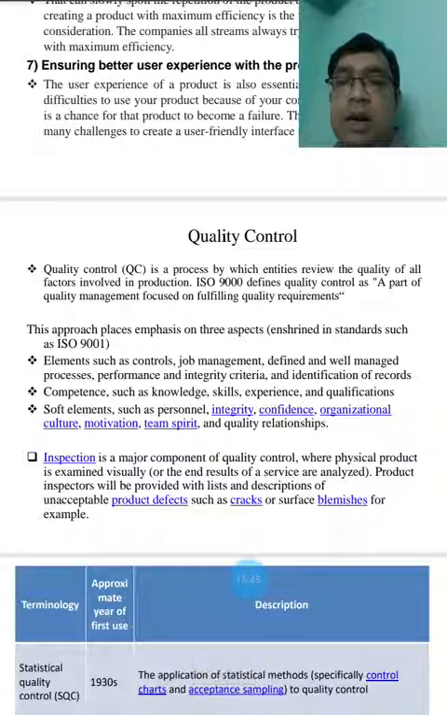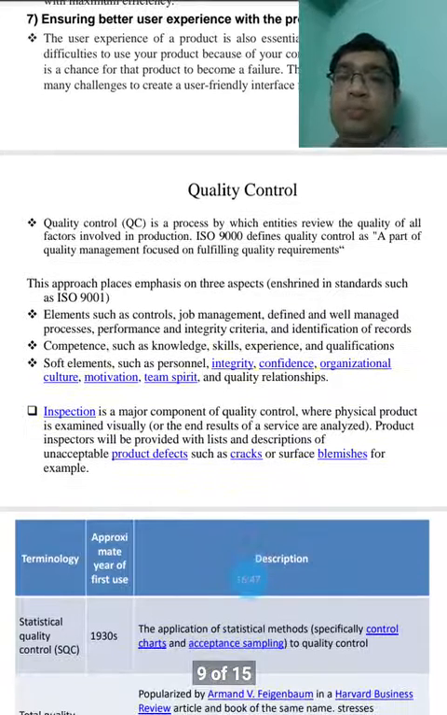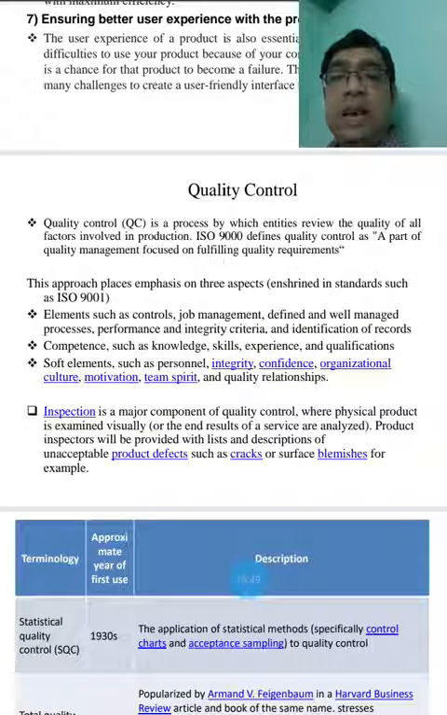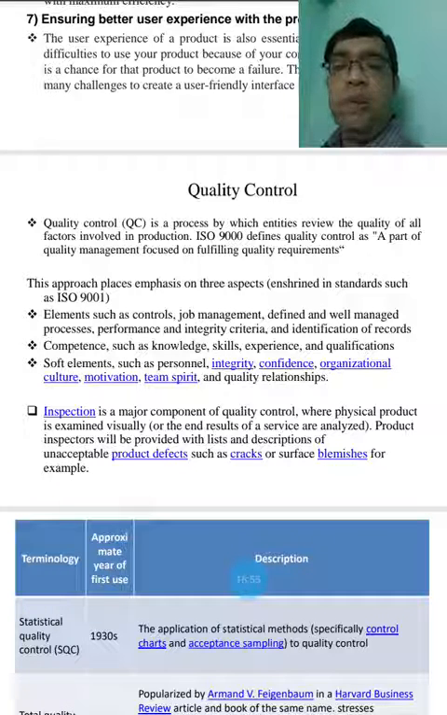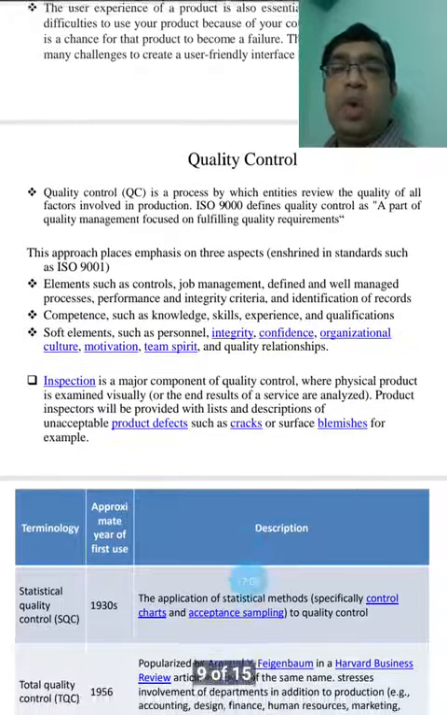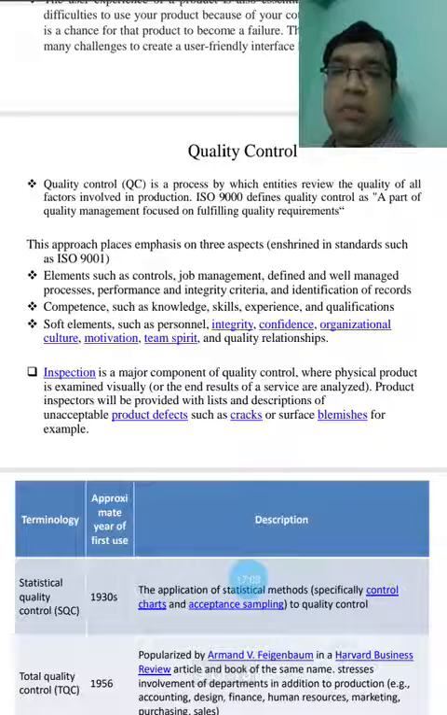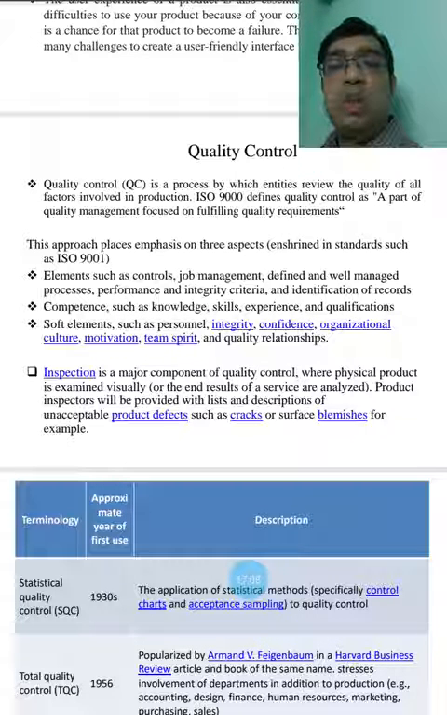The second thing is quality control. Each and every product comes into our industry and our market launch. Before market launching a good product, we have to control the quality, and quality is very essential, because without quality this product cannot be launched in our market and also cannot survive.